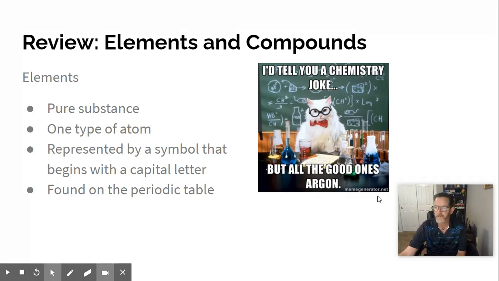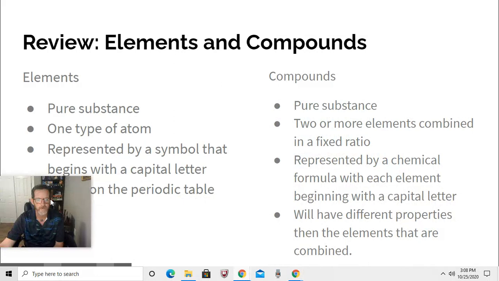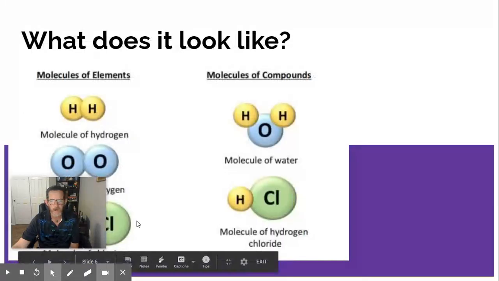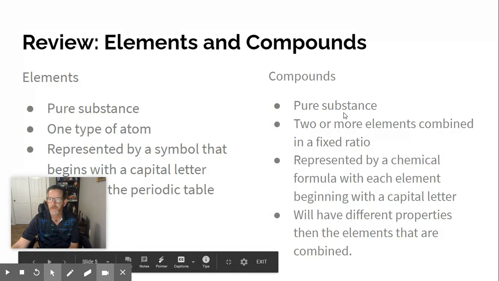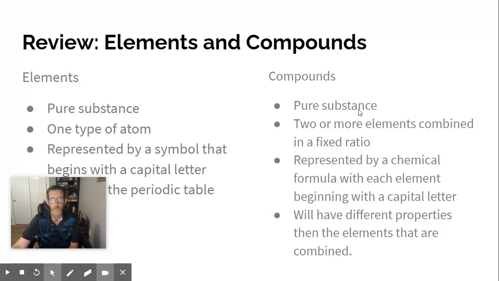And this is going to take a second because I need to jump this over here. And there we go. Oh, wrong one. Sorry. When we look at compounds, we're looking at the idea that it is a pure substance also, but there's more than one element. We always have two or more elements combined in a fixed ratio. That means if I have water, I always have two hydrogen and one oxygen. And that representation is the ratio.